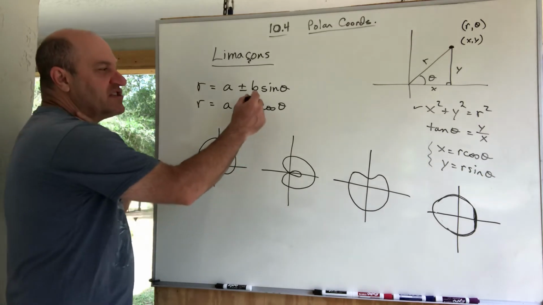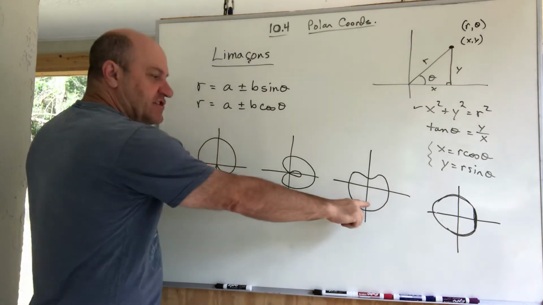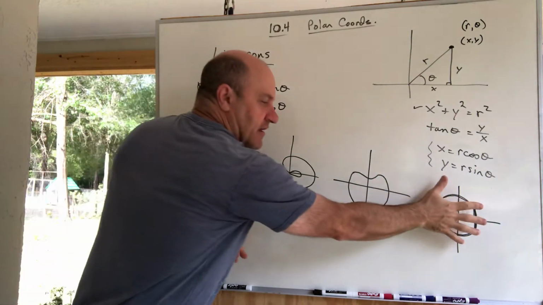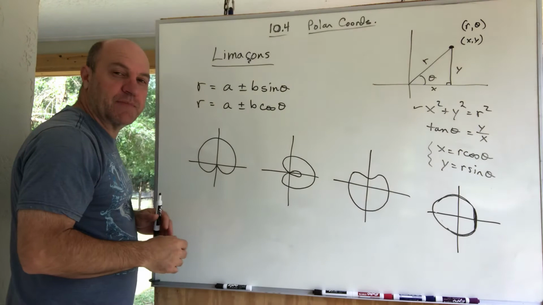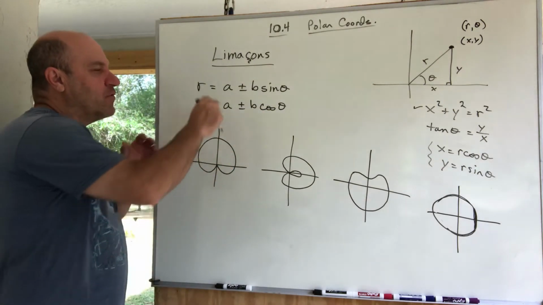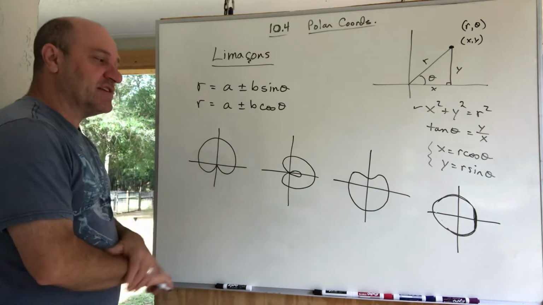The ones with sine sit vertically, so this one would involve sine, these two would involve sine. The ones with cosine sit horizontally, that would be these two. So it could be either one. And then the book talks about how the ratios of A to B help decide which is which, so depending on the size of A and B.